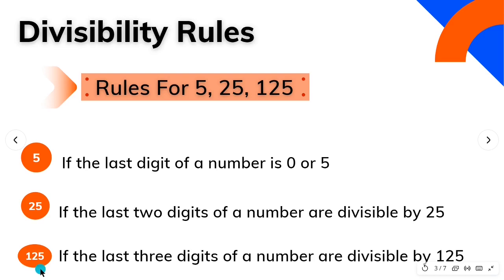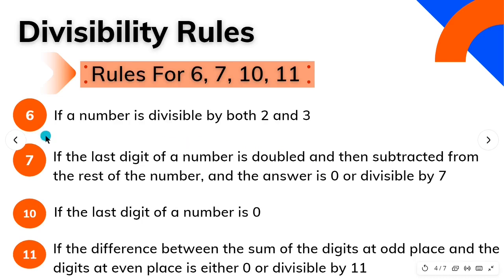Divisibility rule for 125. If the last three digits of a number are divisible by 125, then the number is divisible by 125. For example, the numbers 51,625, 67,875 or 73,250. These are the numbers whose last three digits are divisible by 125, hence the numbers are divisible by 125.